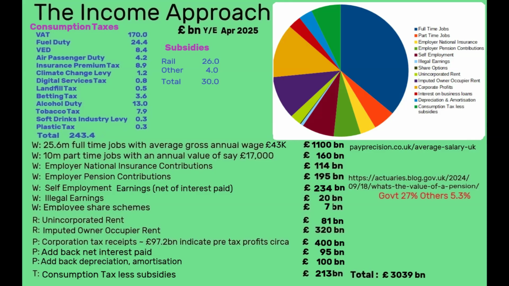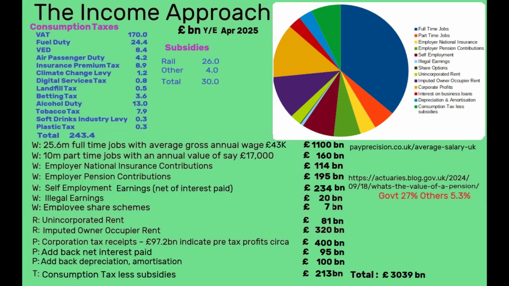We now look at the income approach. Consumption taxes are shown here and add up to £243 billion per annum. Subsidies on consumption and production add up to £30 billion, mostly to the rail industry. The categories of the income approach are W for wages, R for rent, P for gross operating surplus, and T for consumption taxes less subsidies. These figures are inferred from figures on government websites.